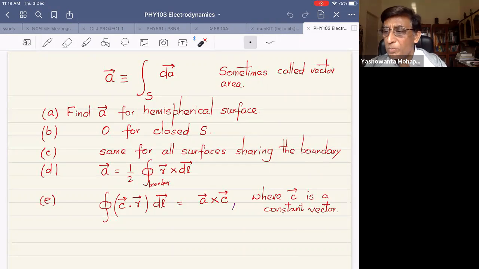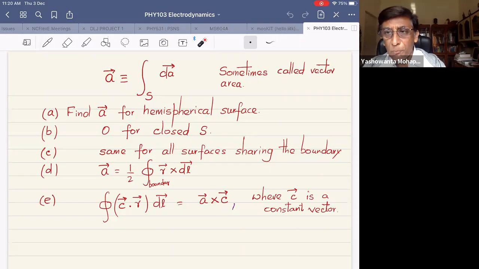And this is almost like a definition: you can show that the area is half the integral of r cross dl, where dl is the differential length over the whole boundary. Then the last part: suppose C is a constant vector, then C dot r, the projection onto the position vector, integrated over dl, is nothing but A cross C. So these are the 5 parts that I'll go through quickly.